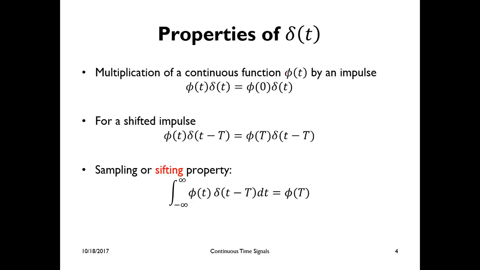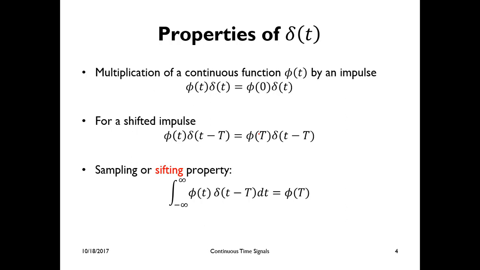If I multiply a continuous function phi of t by the impulse function delta of t, I'm simply going to get my continuous function evaluated at time t equal to 0 multiplied by delta of t. I can consider multiplying my continuous function by a shifted version of the impulse, delta of t minus capital T. In this case, I'm then going to have my continuous function evaluated at capital T multiplied by delta of t minus capital T. In other words, I take out the portion of my continuous function evaluated at the time where the impulse function is located.